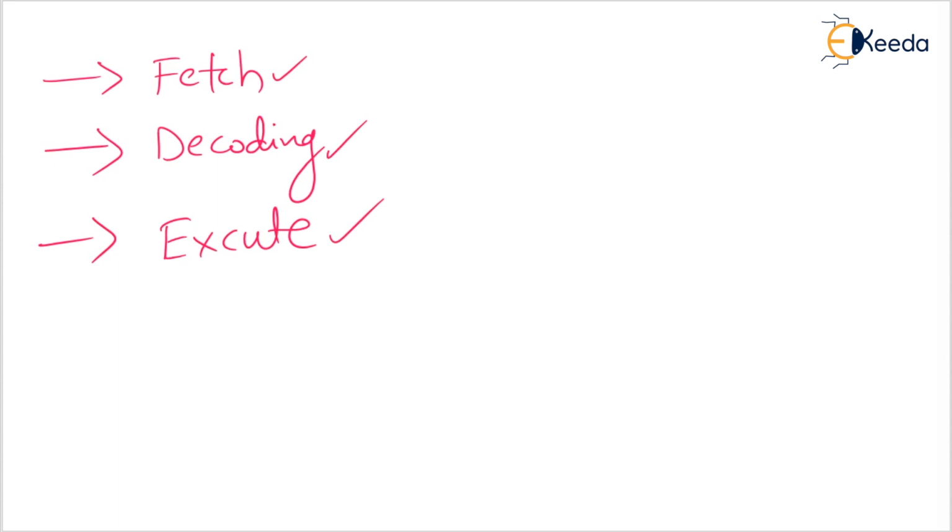Fetching means taking the instructions from the memory. Decoding means understanding the opcode. As per the opcode understanding, the execution will be done. Right? This is about the processor.